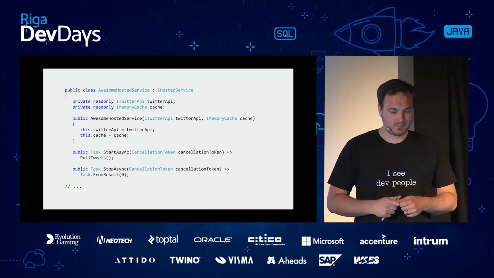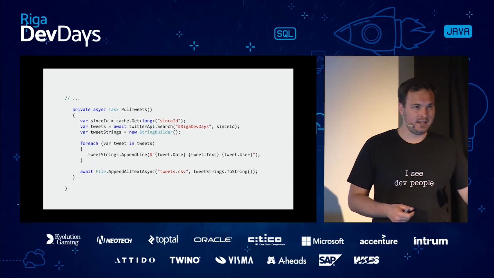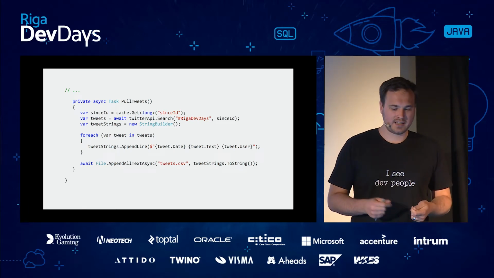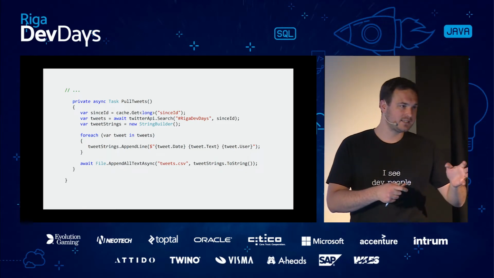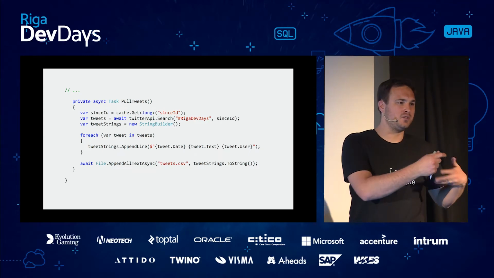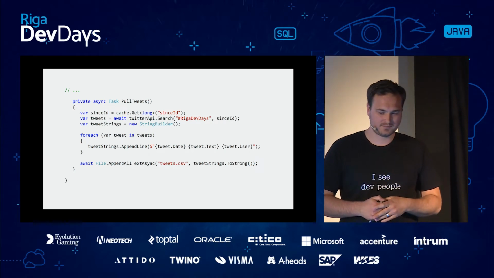If you take a look at SpoolTweets, it just pulls in the latest tweets from a certain ID, hashtag Riga Dev Days, for instance, and summarizes them into a CSV file and puts it on disk. From there, that file can be accessed on our server. Instead of actually going to Twitter all the time, we can just go to a local file, for instance.